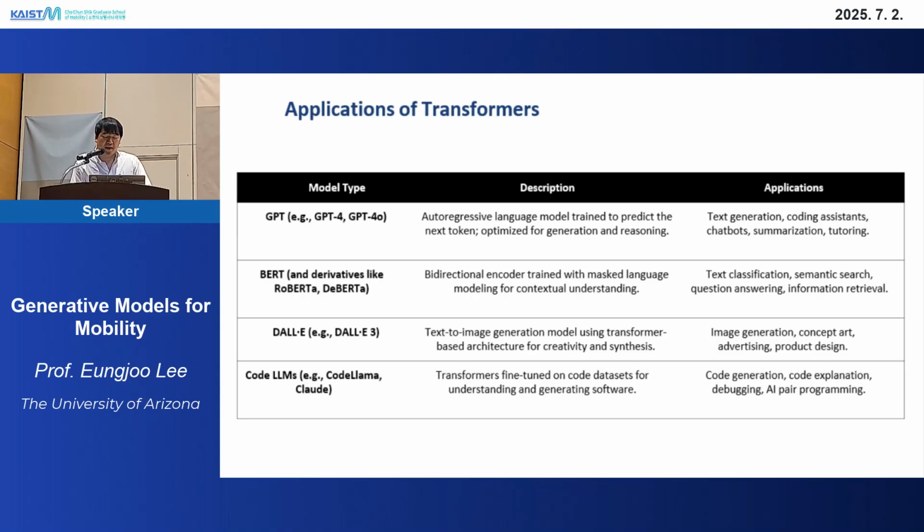Due to this characteristic, the transformer has been used in many applications in generative AI, not only GPT, but also BERT and DALL-E and other code generation using LLMs. They are extensively using transformer approaches.